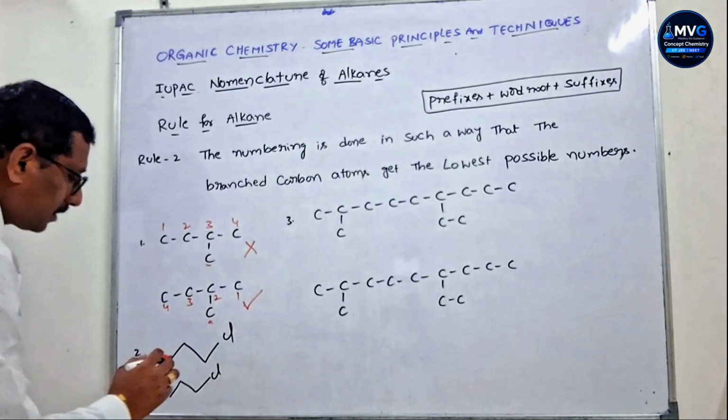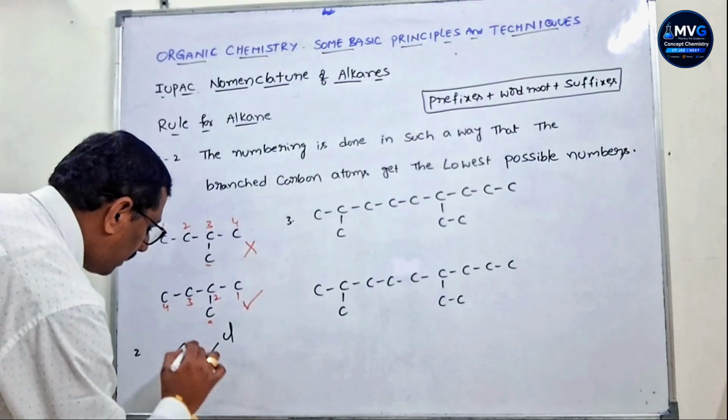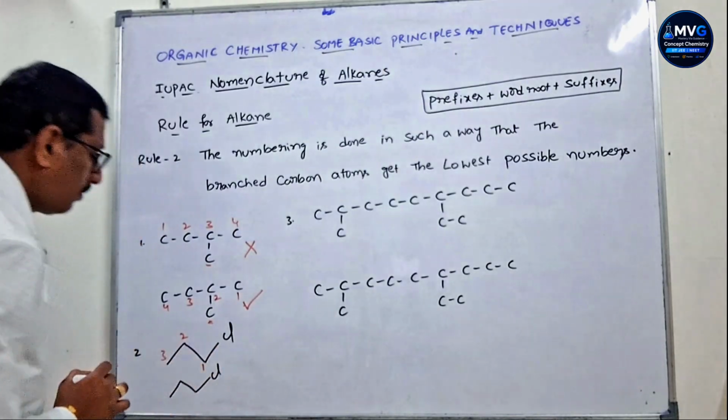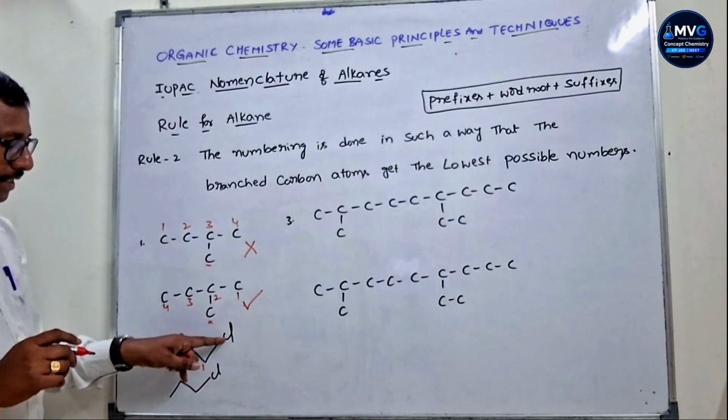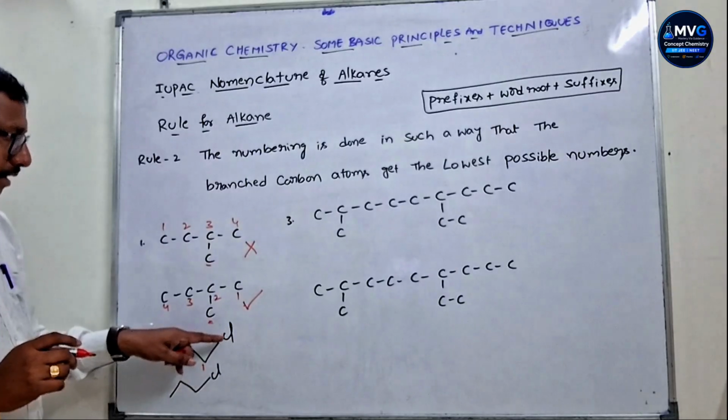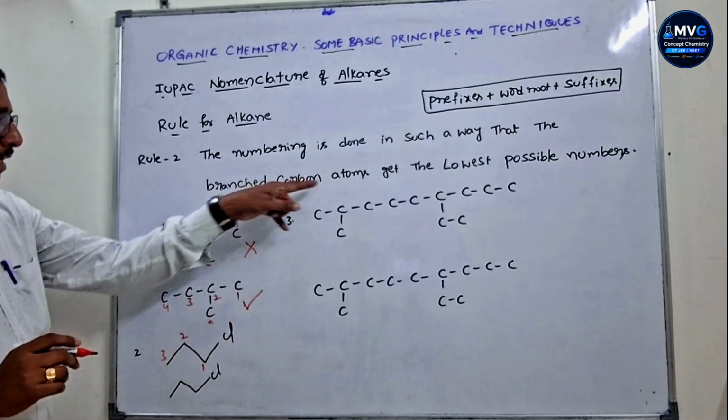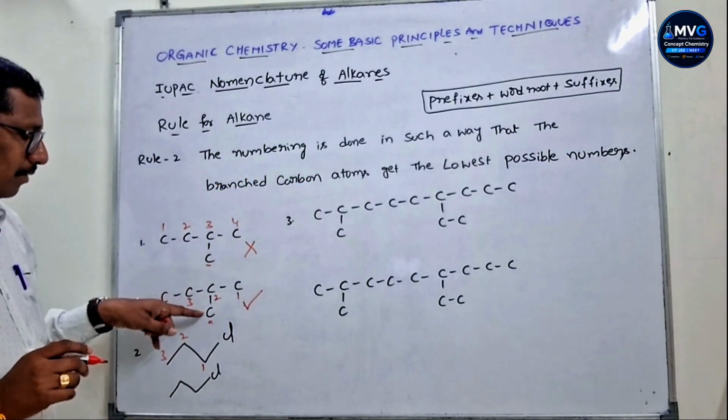Now, same way here, students, is the carbon. 1, 2, 3. Now, the chlorine atom is the substituent, students. Or here, branched carbon atoms which are not included in the carbon chain, I told you now.